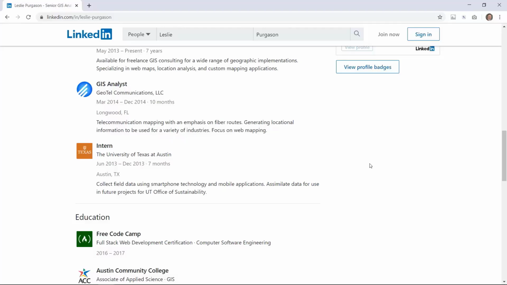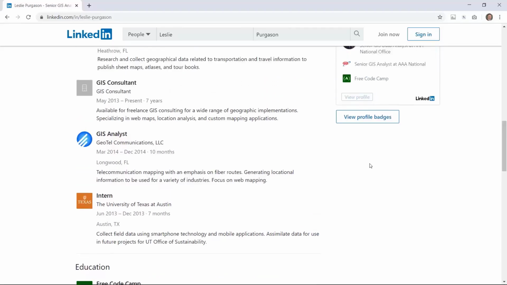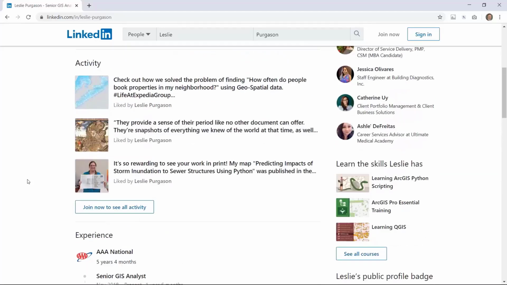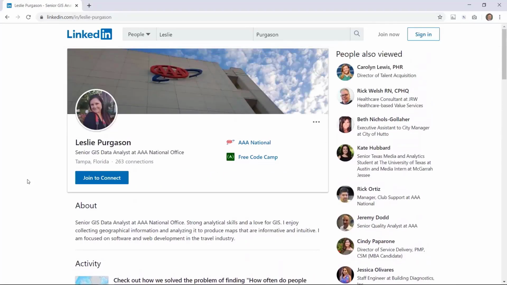And she leveraged both her awards and her internship to get her first position as a GIS analyst with GeoTel Communications back in Florida, where her family was from. And then she signed on with AAA and started as a GIS data production analyst, and then has worked her way up to a senior GIS analyst. And so it's a really great field data collection project, but also it's really great how Leslie leveraged both her award and her capstone project with the University of Texas into a job ultimately with AAA.